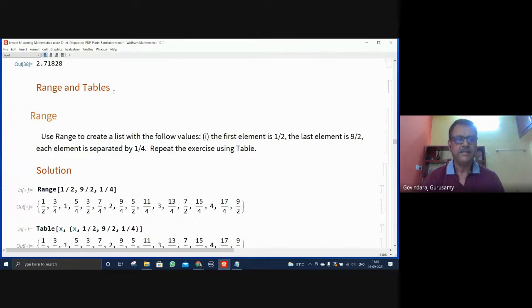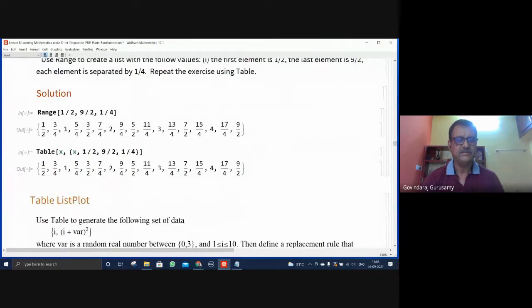So now we come to range and tables. Okay. You can see this statement, Range. You can do great things with this range. So you can see what the range is here. Half to 9 by 2, which is 4.5, in steps of a quarter. So half, 3 by 4, 1, then 5 by 4, and it goes on. It gives the numbers ranging from this to this in steps of 1 by 4. All of that is available. Okay, so now Table X. Okay, Table X.